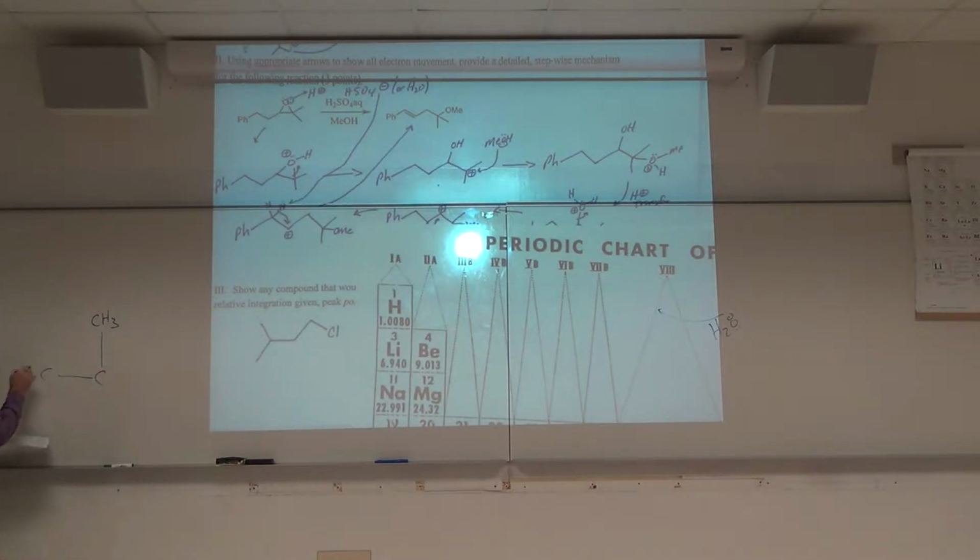Maybe bonded to something like this. These are equivalent. How do you make this a doublet? Add one H. Have an H here. Okay. Multiplet 1H. Well, what would this be? That's multiplet 1H right there. So there's half of what you need. Now you need a multiplet 2H.